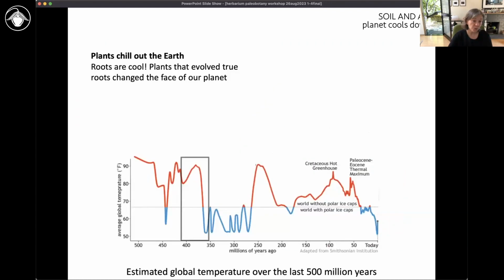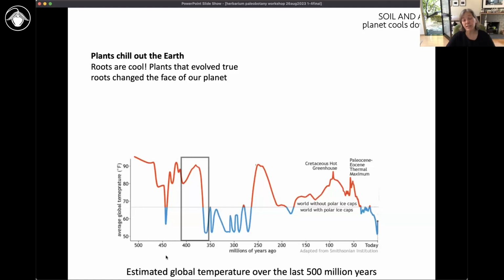So you probably heard that if CO2 levels increase in the atmosphere, our planet will warm up because CO2 is a greenhouse gas. The opposite is true as well. If you remove CO2 from the atmosphere, the temperature on our planet will drop. So this is the estimated global temperature over the last 500 million years, and this is a diagram adapted from Smithsonian Institution. And to the right is today, and back to the left is 500 million years ago. And the red and blue lines indicate the average global temperature on our planet in Fahrenheit.